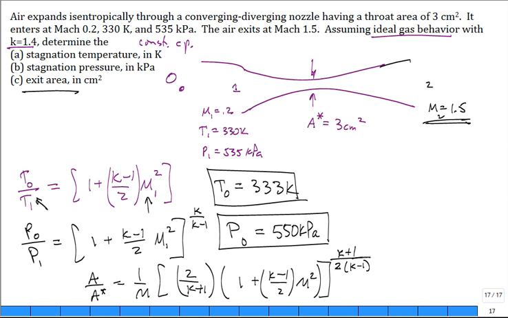Now, just look at that equation. Do you think it's going to be easy to rederive that? No. But we can use it knowing A star is 3 centimeters squared, and you calculate the area at the exit. The area at the exit 2. Do you think it's larger or smaller than 3 centimeters squared? It's larger. It's going to be larger. 3.56 centimeters squared.